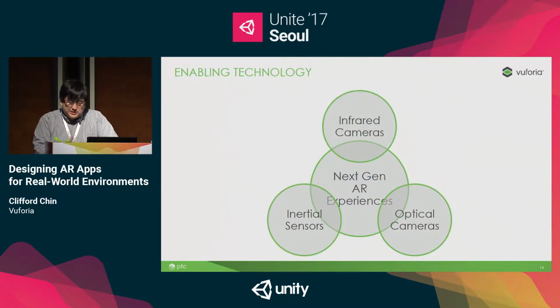The data from each of these sensors complement each other through a technique called sensor fusion. These sensors together provide greater accuracy than any individual sensor. As a result, we are capable of new AR experiences.